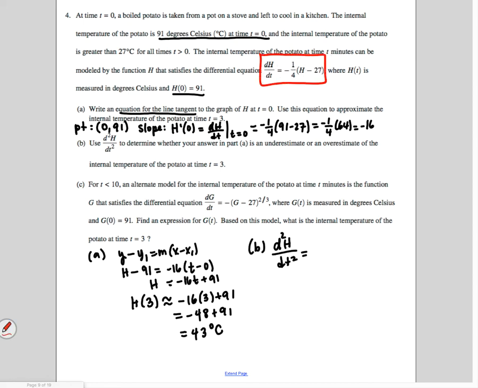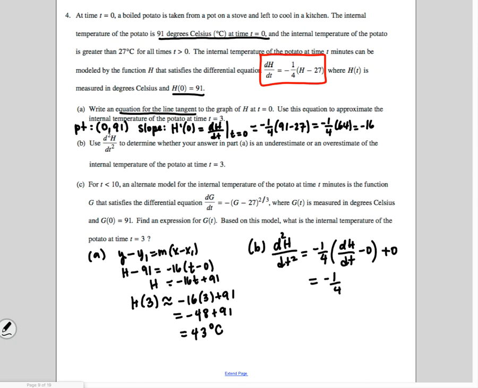Okay, so I could multiply that -1/4 in first if I want, or I can take the derivative using the product rule. So I have the first times the derivative of the second, dh over dt, minus 0, right? And then plus the derivative of the first, which would be 0, times the second, which would be the h minus 27, but of course the second part's 0. So we get -1/4 times dh over dt.